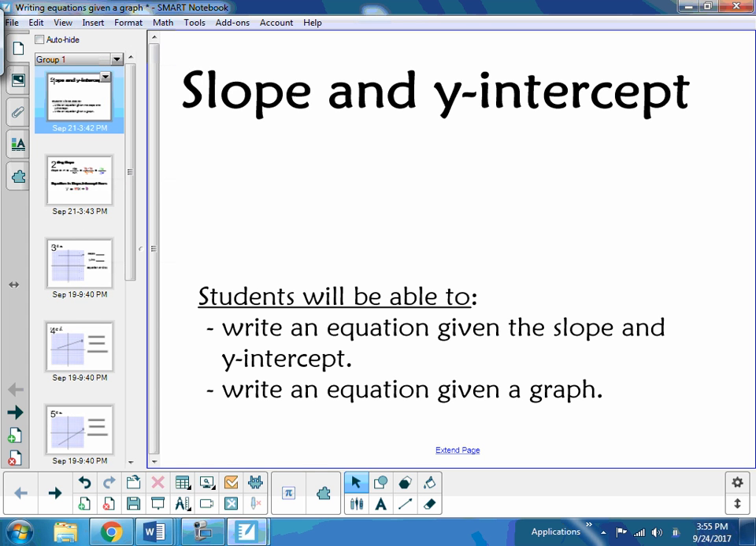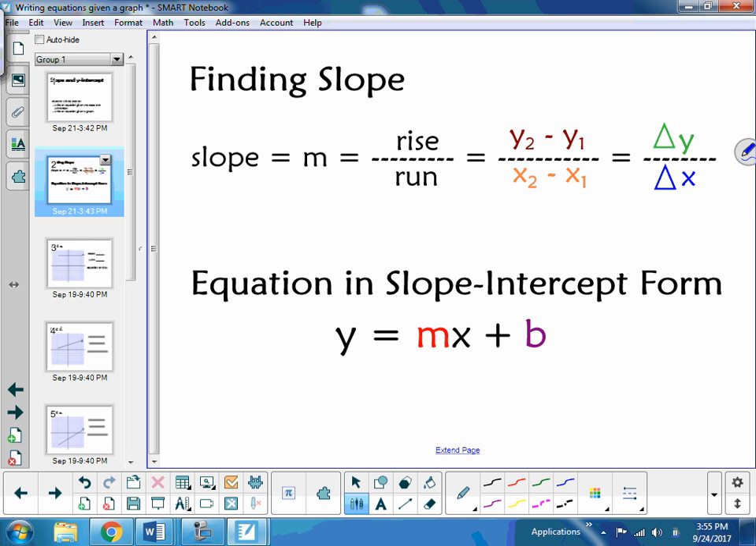Okay, so last week we spent our entire week looking at slope. This day we're going to move forward. We're going to talk about slope and y-intercept, graphing lines, writing equations of lines, all of that. As a review from last week, we talked about slope is rise over run. We talked about how to calculate it as well.